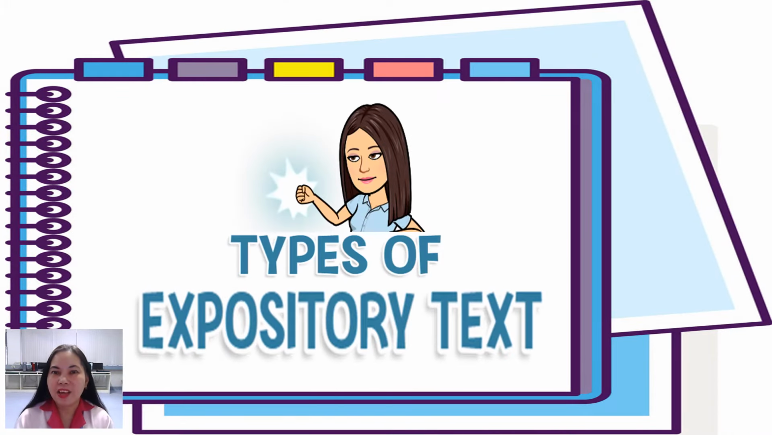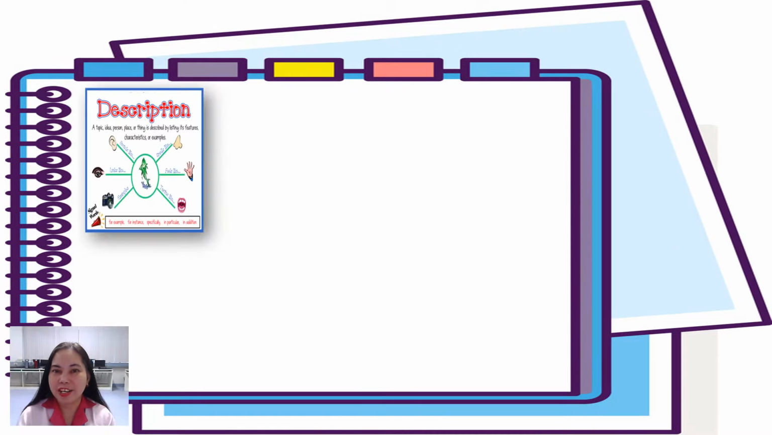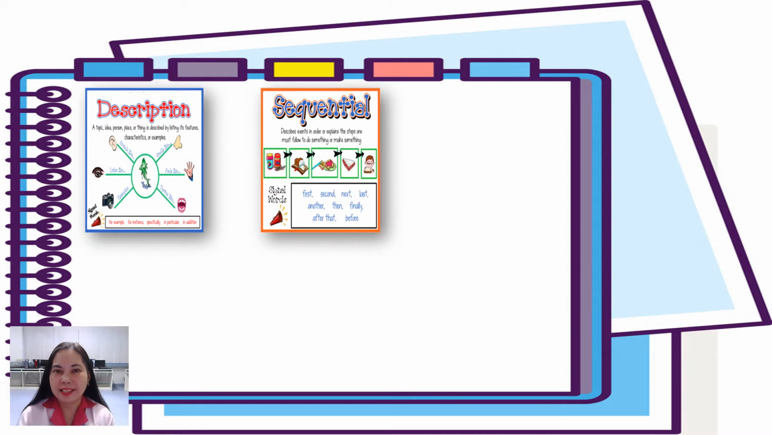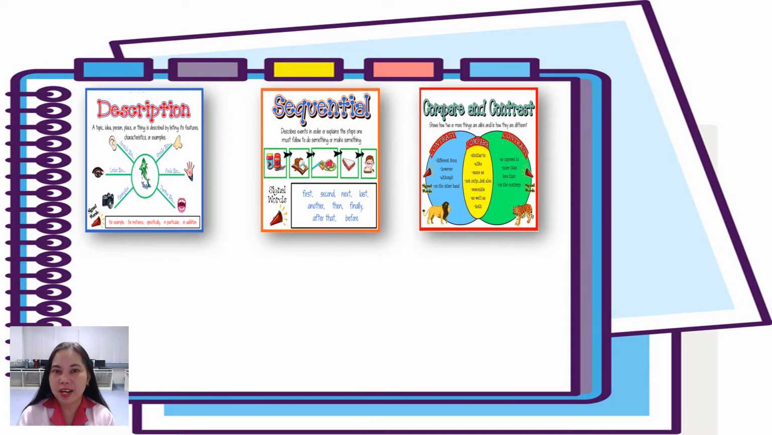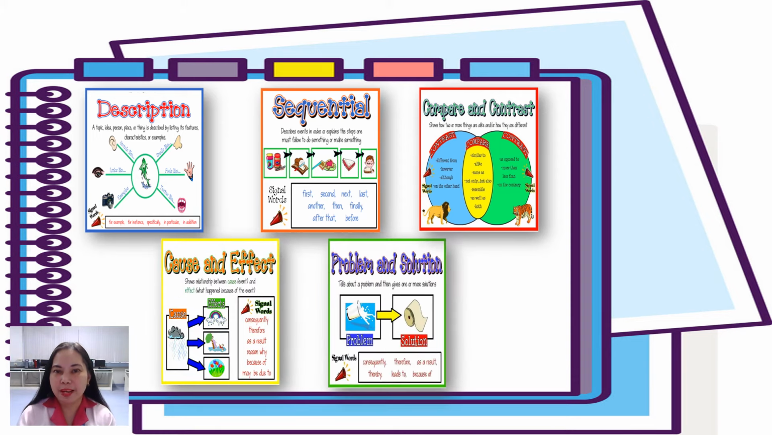Once again, these are the types of expository text. Description, sequence, compare and contrast, cause and effect, problem and solution.